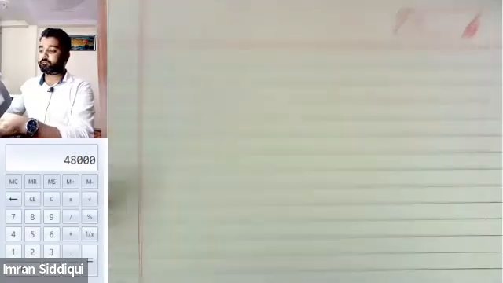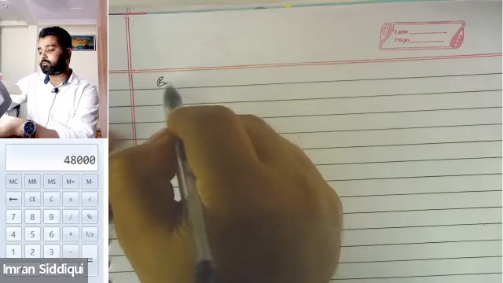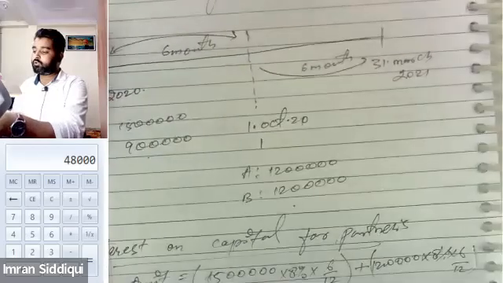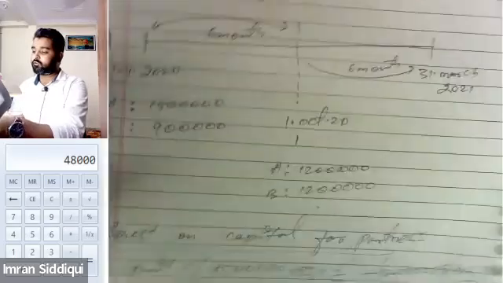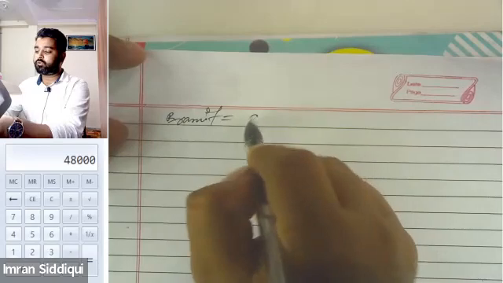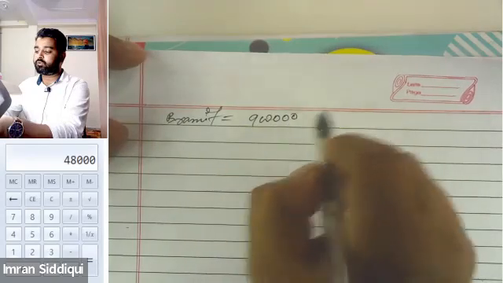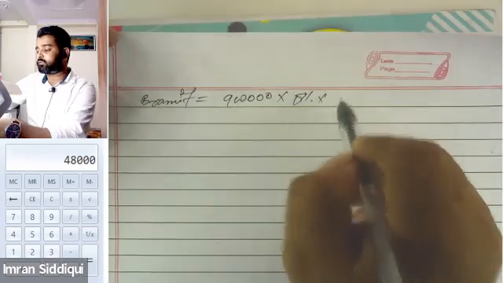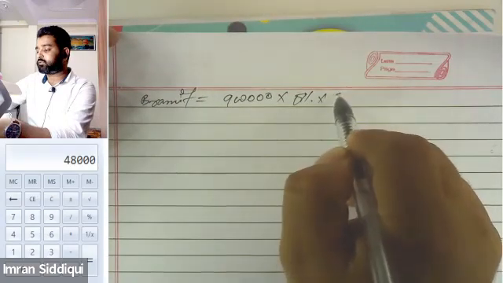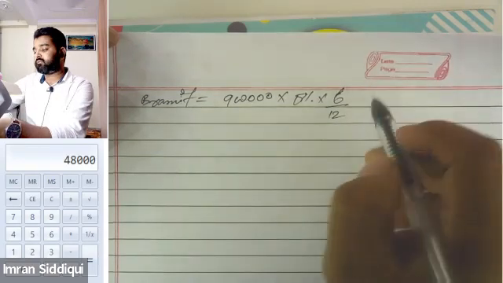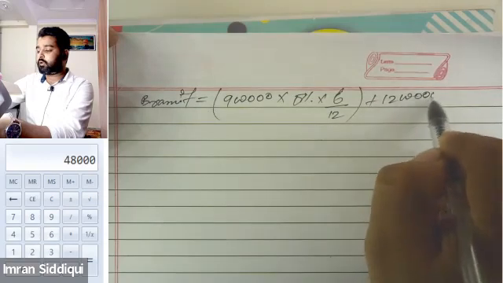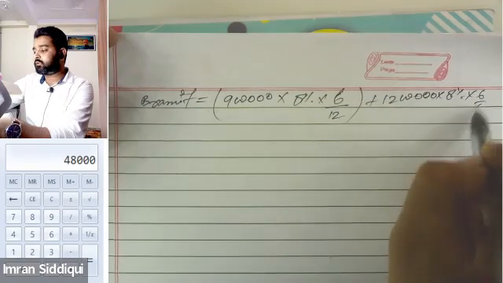Clear. Now similarly, we will calculate the interest on capital for Brahmit as well. For Brahmit, the calculation will be similar. The interest for the first 6 months will be calculated on 9 lakh, at the applicable rate of 8%, for only 6 months. And then on the remaining amount, 12 lakh, 8% into 6 upon 12.